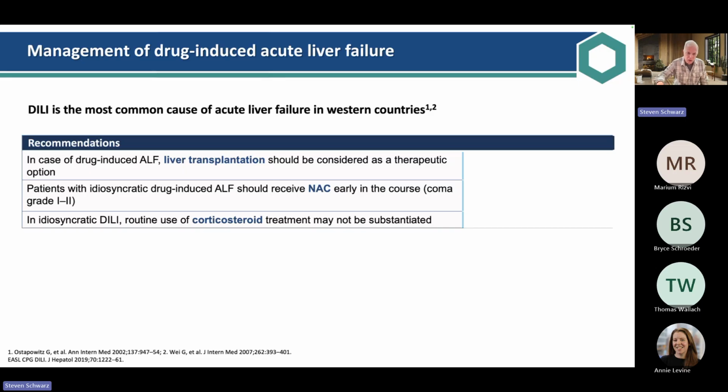Again, as I mentioned on the previous slide, patients with idiosyncratic drug-induced ALF should receive N-acetylcysteine early in the course. Again, it's either going to help or be benign. And what about corticosteroids? These have not been shown to be substantiated, but again, if it's an AIH picture, you will probably use corticosteroids. Again, after that, you'd have to follow the patient closely to make sure that it's not the non-drug related AIH, which would require more prolonged corticosteroid therapy.